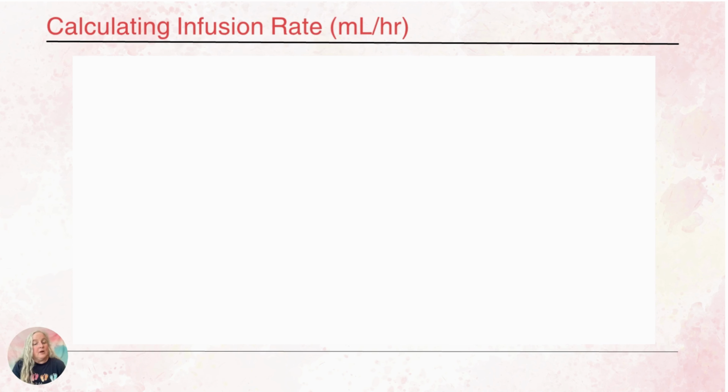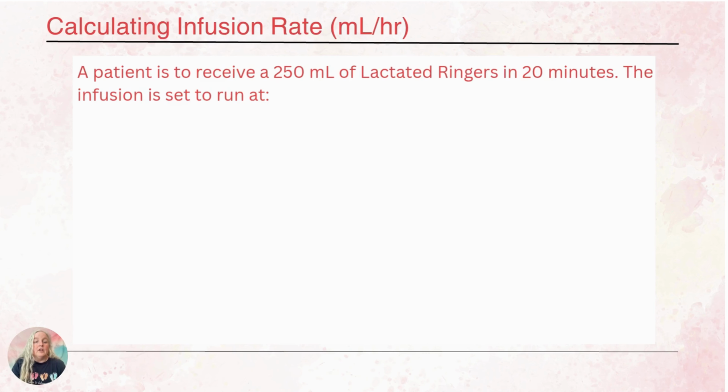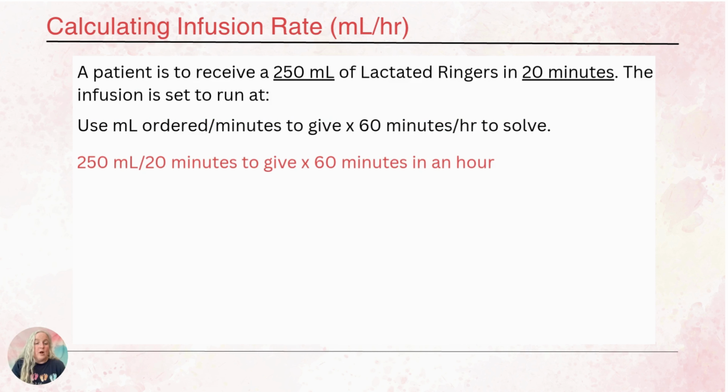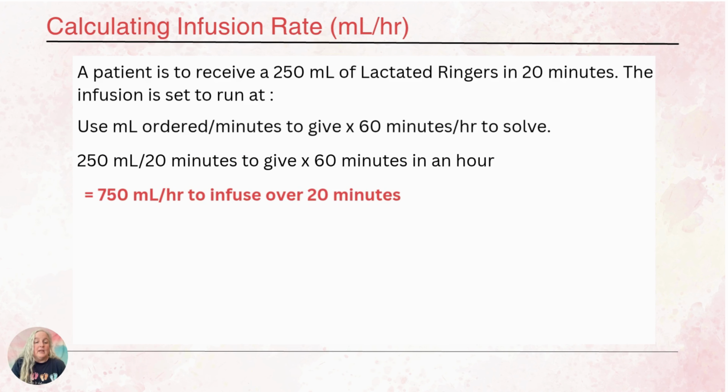Let's calculate another one in milliliters per hour. A patient is receiving 250 milliliters of lactated ringers in 20 minutes. The infusion is set to run at what rate? Use milliliters ordered over minutes to give times 60 minutes in an hour to solve this. We want 250 milliliters divided by 20 minutes, which is the minutes to give, times 60 minutes in an hour. And we get a total of 750 milliliters per hour to infuse over 20 minutes.